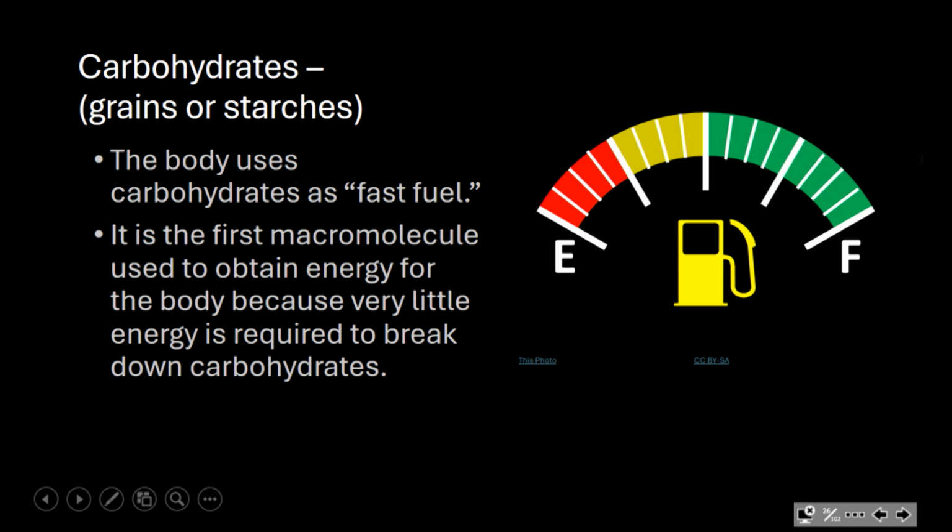It is the first macromolecule that's going to be used to obtain energy for the body because very little energy is required to break down carbohydrates. So you have to put a little energy in to break a macromolecule down, but we're getting a lot back when we're breaking down carbohydrates. It takes a little to break it, but then we get a lot of energy out of it. Okay, so that's mostly why carbohydrates are your main source of energy for your body.